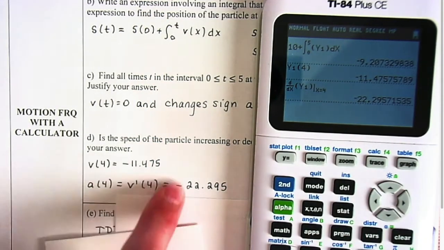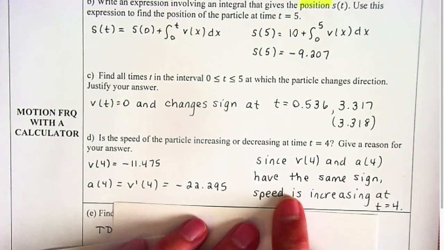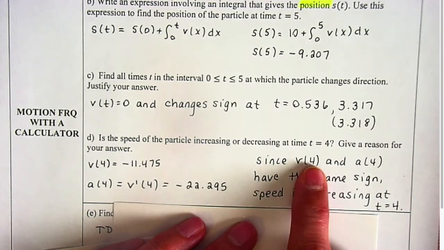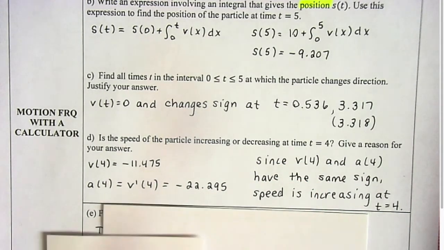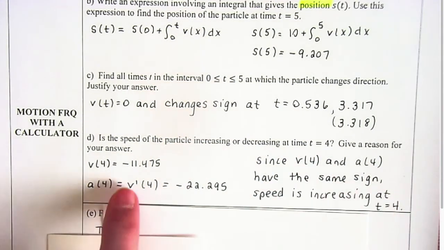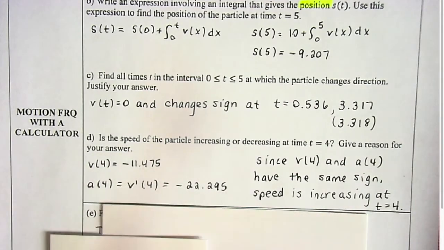I can see that they're both negative, so that tells me that my speed is increasing because V of 4 and A of 4 have the same sign. So I just sum it up. Make sure that you don't just say this. Make sure you give specific information about this problem as part of your reasoning.